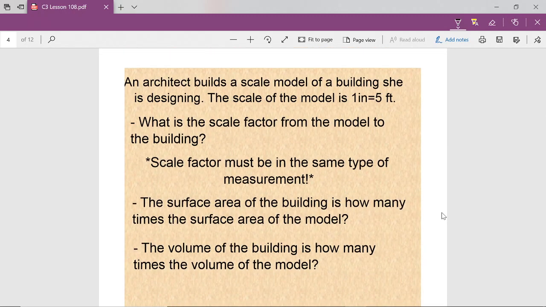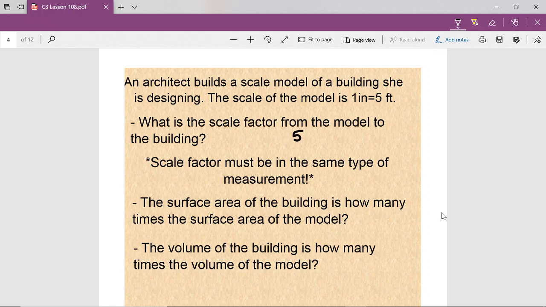An architect builds a scaled model of a building she is designing. The scale model is 1 inch to 5 feet. So what is the scale factor from the model to the building? Well, we would want to say, oh, it's just times 5. 1 inch times 5 equals 5 feet. And we would be wrong, because this little reminder below says scale factor must be in the same type of measurement, which means I need to be in all inches or all feet for this. And I would say turning this 5 feet into inches is going to be easiest.